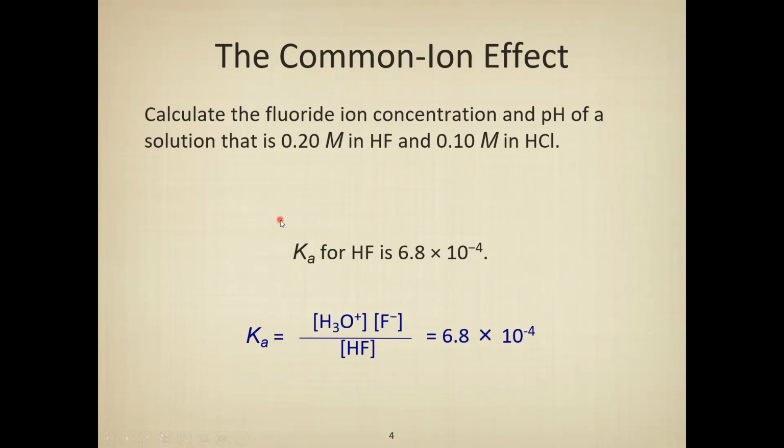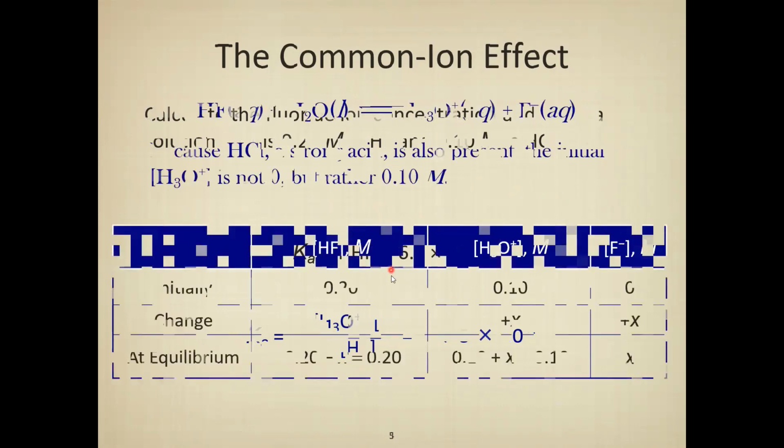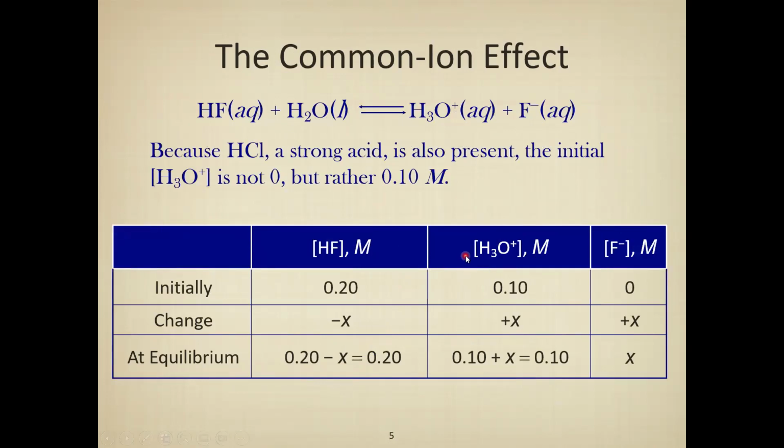So when we think about what's going to occur here, when we're looking at the fluoride ion concentration, when we think about the dissociation of HF, we're going to wind up with H plus and F minus. But since we already have HCl as well, we're not going to have zero of this hydronium ion. We're already going to have some of that present, and it's going to be the concentration of the strong acid. So since HCl is going to fully dissociate, if that had a concentration of 0.1, the H3O plus is going to have an initial concentration of 0.1.